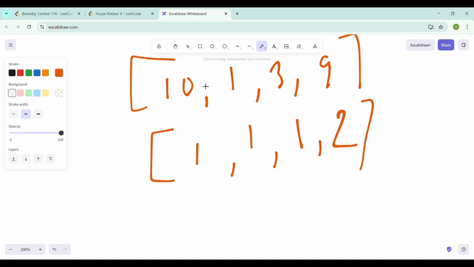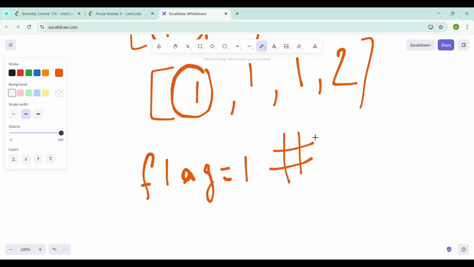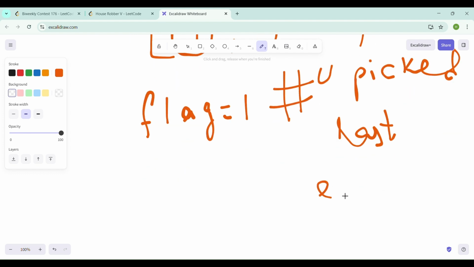So let's say you picked this element up. When you are picking this element, you can say, okay, if I pick this element now, I just need to store that my flag is equal to 1. And if flag is equal to 1, that means you picked the last element. What does this mean? You picked the last element. I hope this makes sense to you.